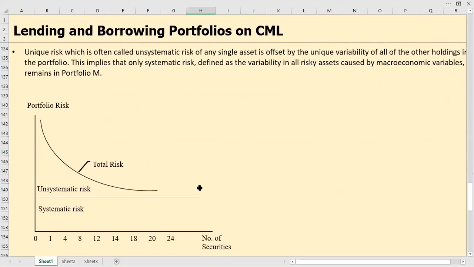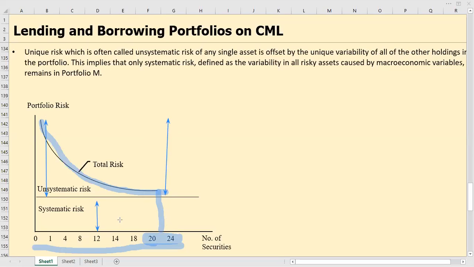So it is like this. If this is the total risk, you can see when you are increasing the number of assets in the market, for example, if you create a portfolio of more than 20 to 24 assets, you can reduce all the diversifiable risk, the whole portion of the unsystematic risk, and the only thing that remains here is the systematic risk.